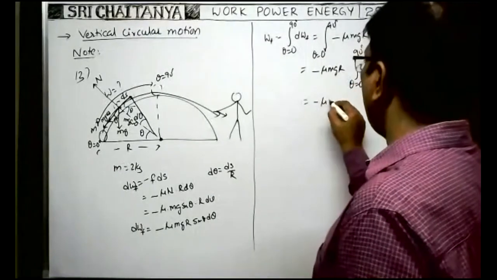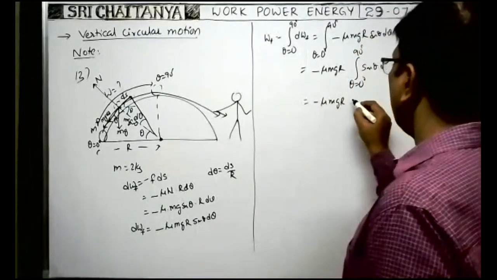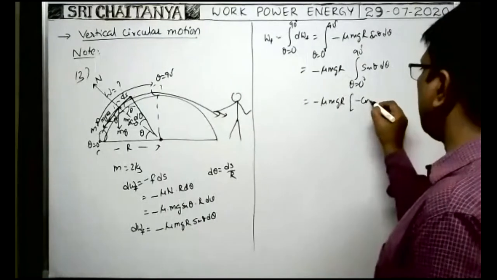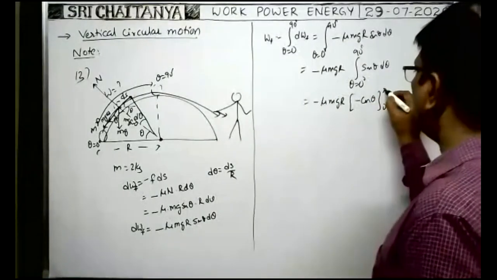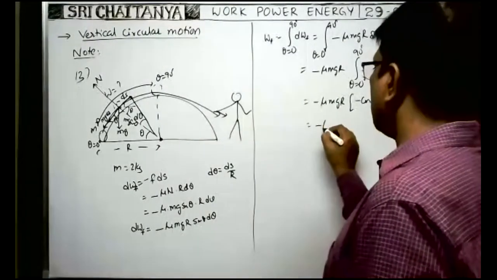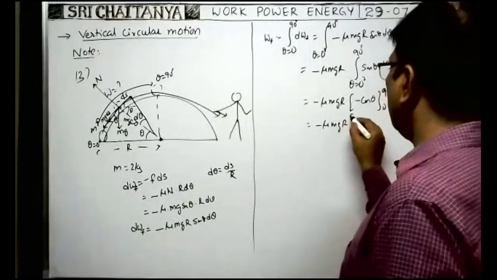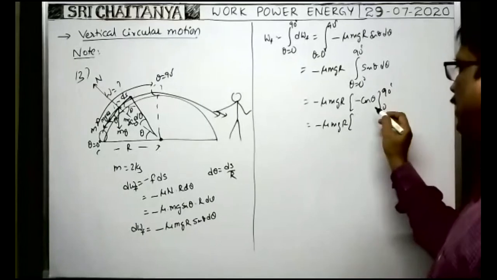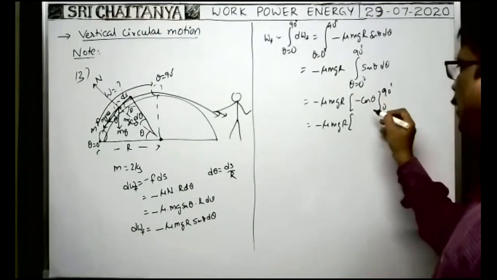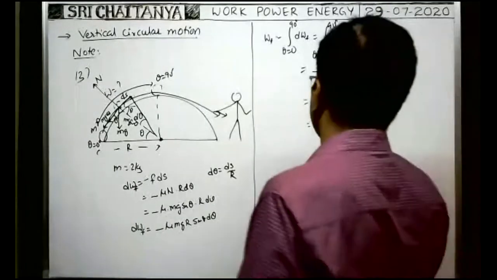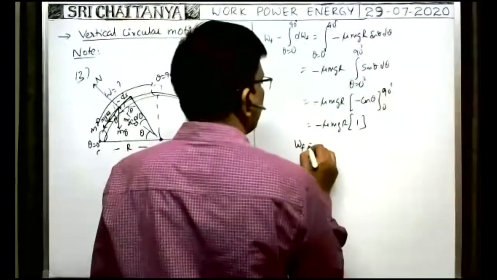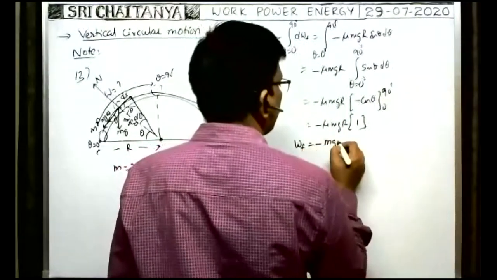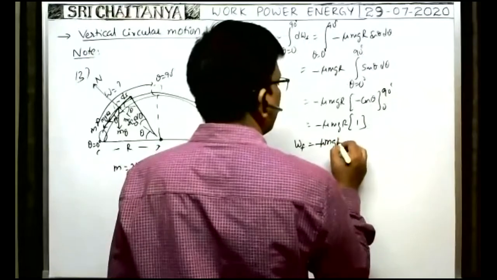Therefore, minus mu mg r into the integral of sin theta, which is minus cos theta, from 0 to 90 degrees. So minus mu mg r into minus cos 90, which is 0. When you substitute the lower limit, you put a minus sign, so minus times minus gives plus cos 0, which is 1. So minus mu mg r. So the work done by friction in this case is equal to minus mu mg r.